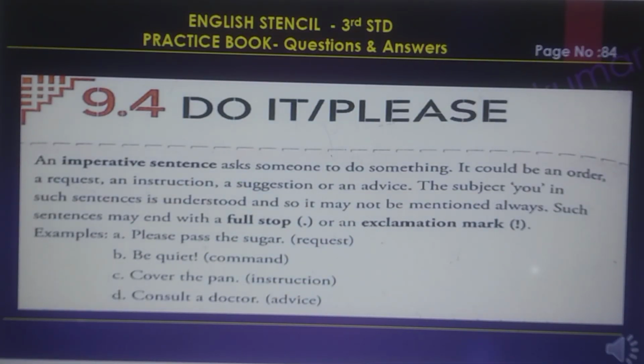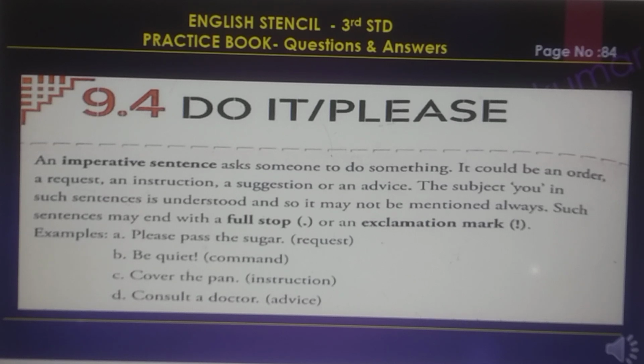9.4 Do it please. An imperative sentence asks someone to do something. It could be an order, a request, an instruction, a suggestion or advice. The subject you in such a sentence is understood and may not always be mentioned. Such a sentence may end with a full stop or an exclamation mark.